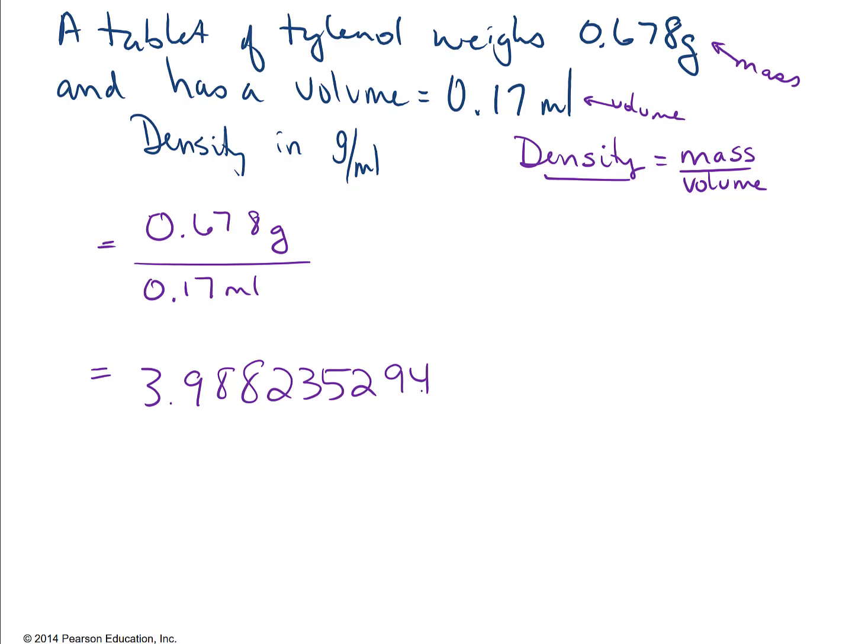So when you do the math, did you get all of this? Okay, so this would be grams per mil. I had grams divided by mil, so my units are what I want. But can I keep all of those? No. Since these are measured values, 0.678 has how many significant figures? 3. So this one has 3 significant figures. 0.17 has 2. So that means I'm going to have to round to 2 significant figures.